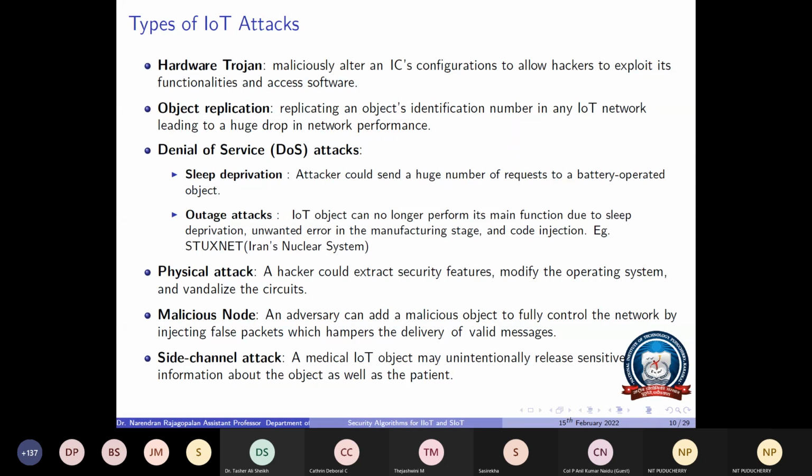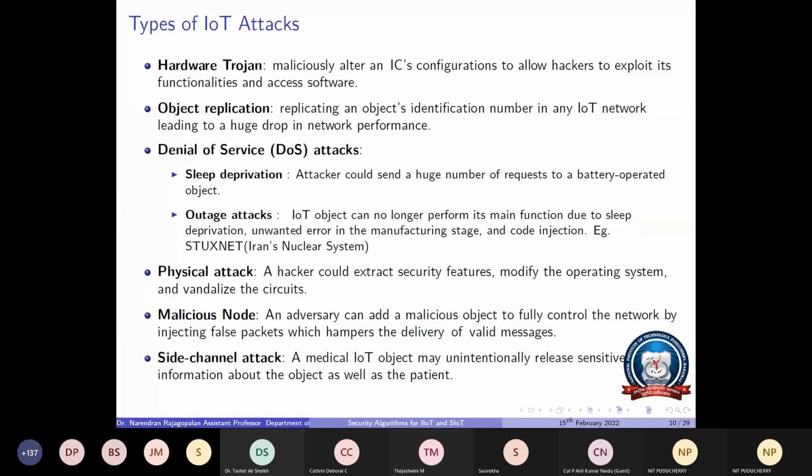One is sleep deprivation. As you all know, IoT devices are power and memory constrained devices. If I do not allow an IoT device to sleep and I keep pinging it with a periodic message, it will make the device respond and stay active. When it is active, it loses power, because of which the power dries up and it cannot work.